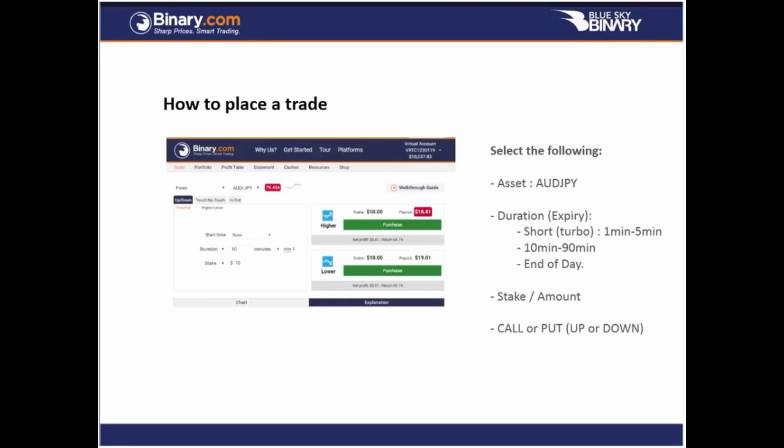from 1 minute to 5 minutes. It can be from 10 minutes to 90 minutes. It can also be end of day. Then we select the stake, which is the amount of money that we are placing in this single trade, following, of course, proper money management rules. And then we just have to select if we want the trade to be a call trade or a put trade.